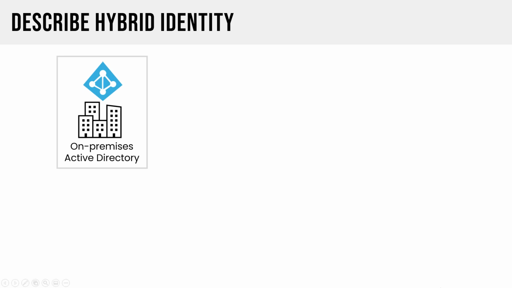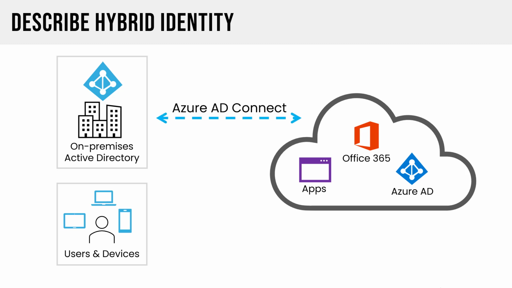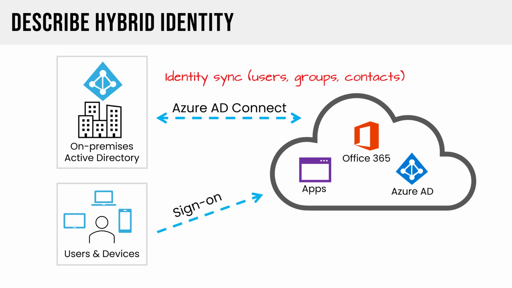So hybrid identity. In a hybrid identity scenario, if we just take this to a high level, we have our on-premises Active Directory, we have our users and devices, and then we have our Office 365, Azure, and Azure AD, and all of our SaaS apps in the cloud. We use Azure AD Connect to synchronize our identities between Active Directory and Azure AD. We can synchronize the password, so when the user resets their password in the cloud, it's automatically synced back to on-premises, allowing a user single sign-on, whether they're accessing resources in the cloud or they're accessing resources on premises.